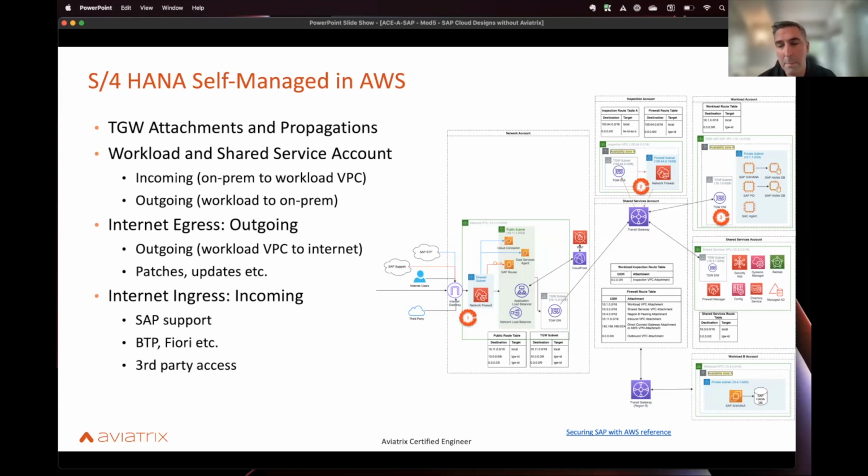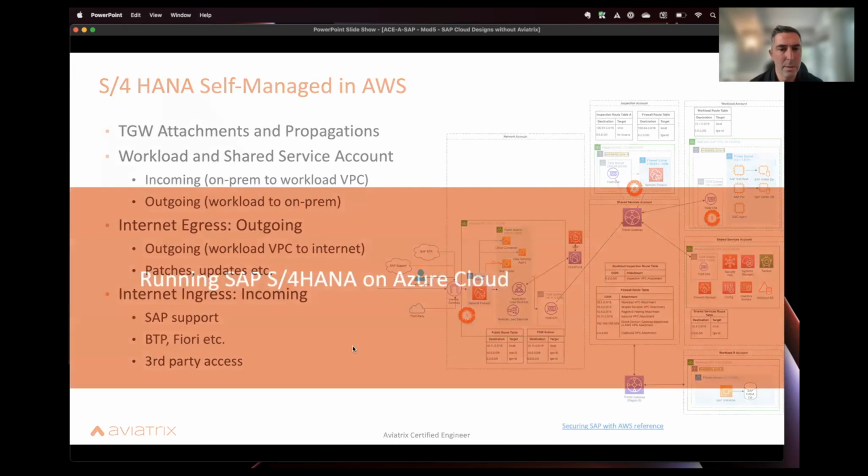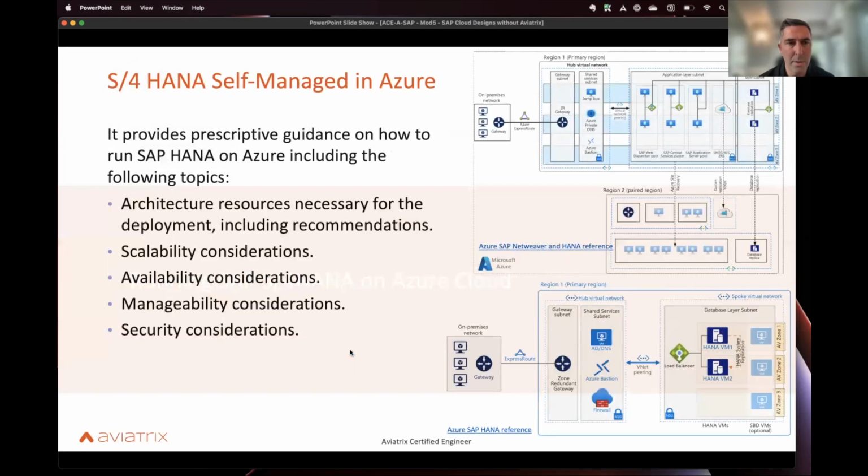You have BTP and Fiori and these types of applications, as well as third-party access. You need to consider internet ingress and the designs associated with that. So this gives you an idea of what that architecture looks like and how they connect to each other. Next one is Azure.